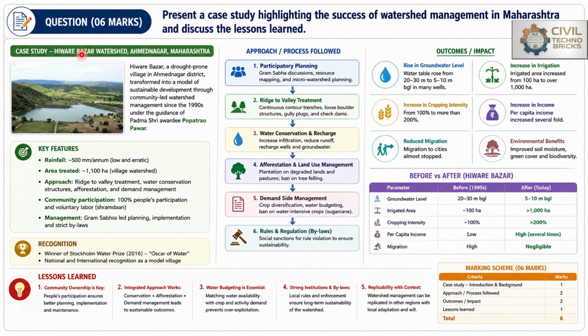What is the actual case study? Hiware Bazar, a drought-prone village in Ahmednagar district, transformed into a model of sustainable development through community-led watershed management since the 1990s, under the guidance of Padma Shri award winner Popatrao Pawar. What are the key features of that village? The rainfall, area treated or covered, then the approach, that is ridge to valley treatment, water conservation structures, afforestation or tree plantation, and demand management. Likewise, community participation, and management, that is Gram Sabha leading planning, implementation, and strict follow-up.